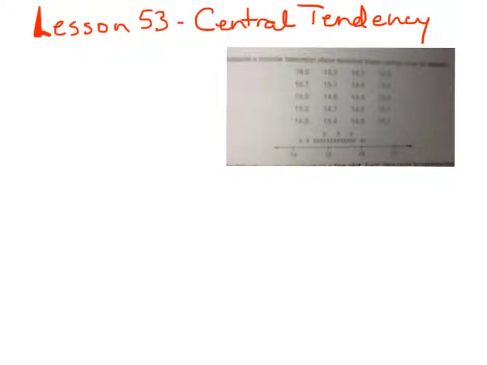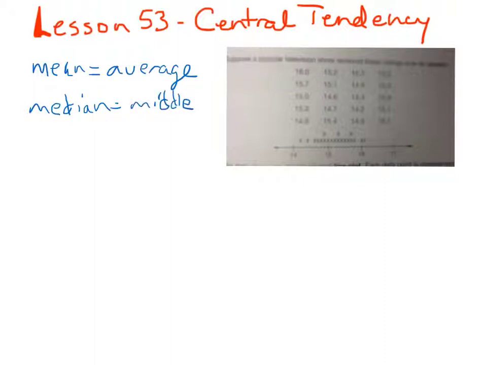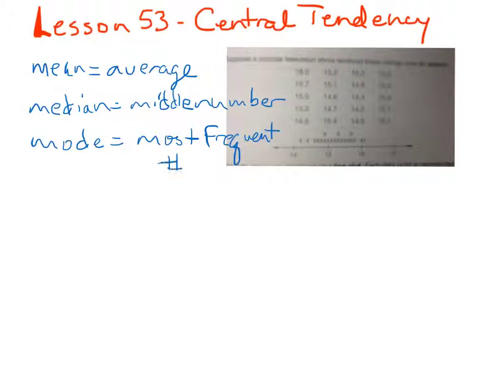All right, 8th graders, lesson 53, measures of central tendency. If we review those here, remember mean is the average, median is the middle number, and mode is the most frequent number.